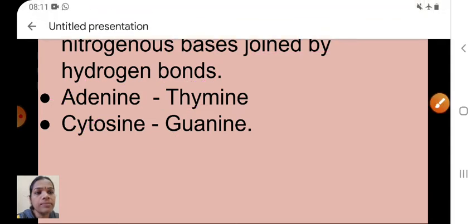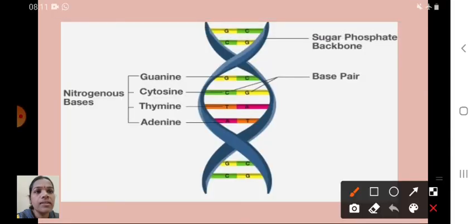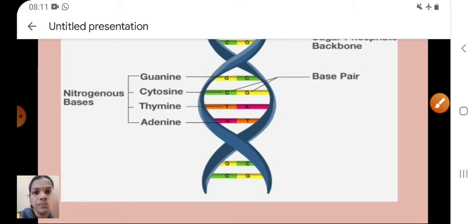Next one is, see here, as I told here, guanine is combined with what? Cytosine, and thymine is combined with adenine with the help of which bond? Hydrogen bonds. Okay, shall we go to the next one now?